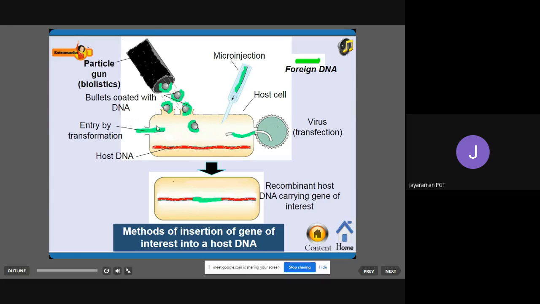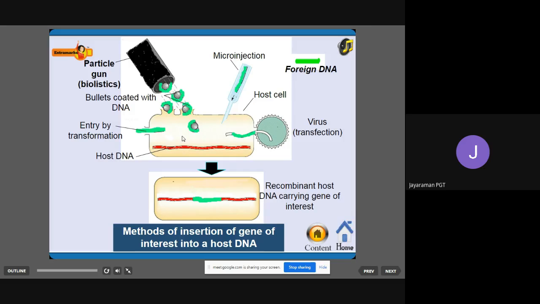So the green color is the gene of interest that is inserted. Or microinjection. Here you can see the microinjection using a very fine needle, 0.05 micron diameter. So that can be injected directly into the host cell. Then vectors, virus or bacteria, can be used to transfer the gene. So these are the various ways of transferring genes into the host.